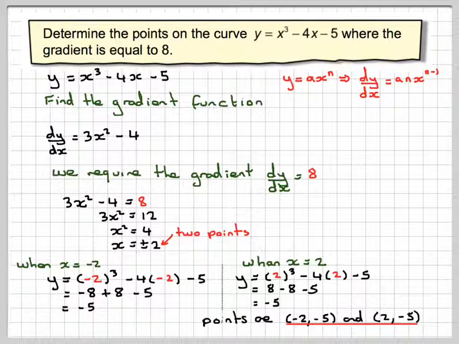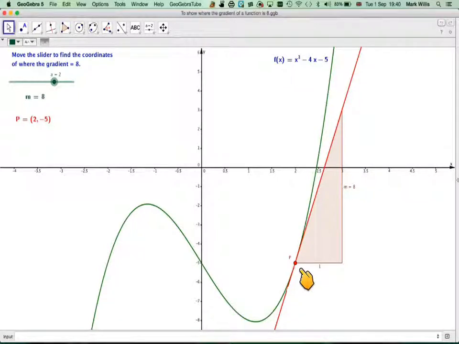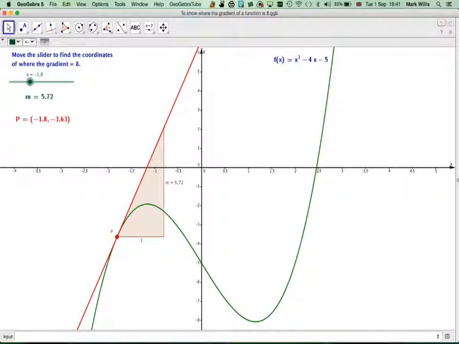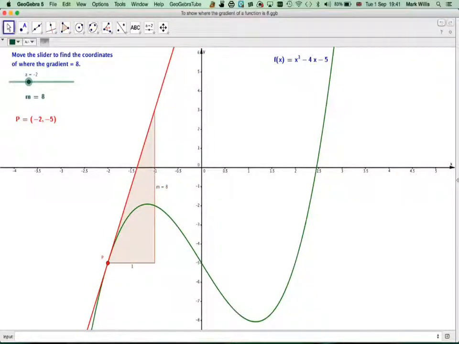So we just go back and quickly look at our GeoGebra again. There's the one at 2, minus 5. Okay, a gradient of 8, and if we move it back over this way, we get the second point at minus 2, minus 5.